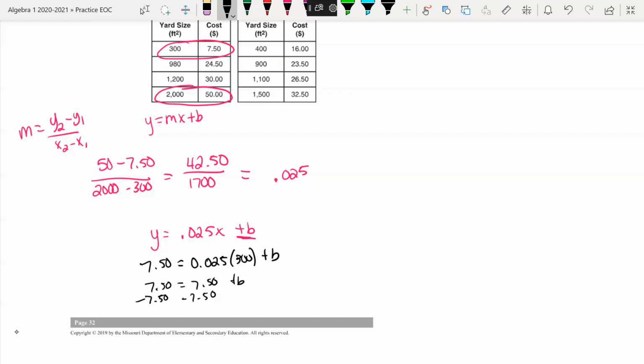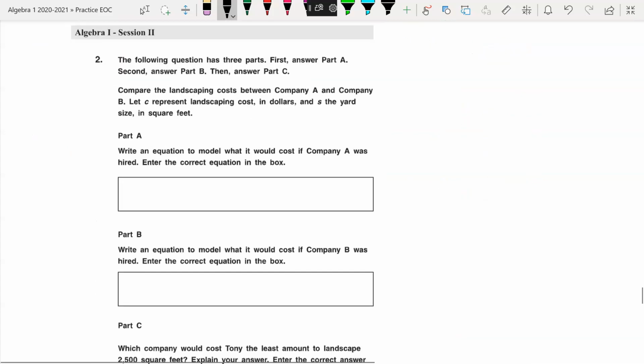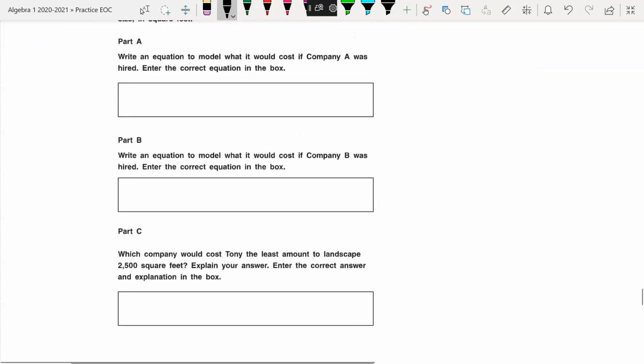So my b is 0. So the equation is just going to be y equals 0.025x. So now if we scroll back down, instead of saying y equals, we're going to say the cost is equal to 0.025 times my square footage, which means the same thing. So y equals 0.025 times your s.